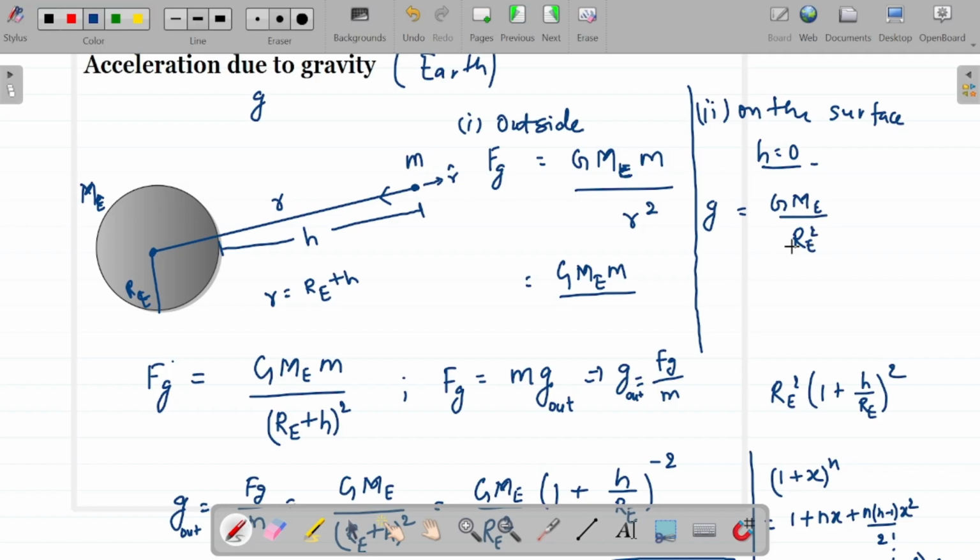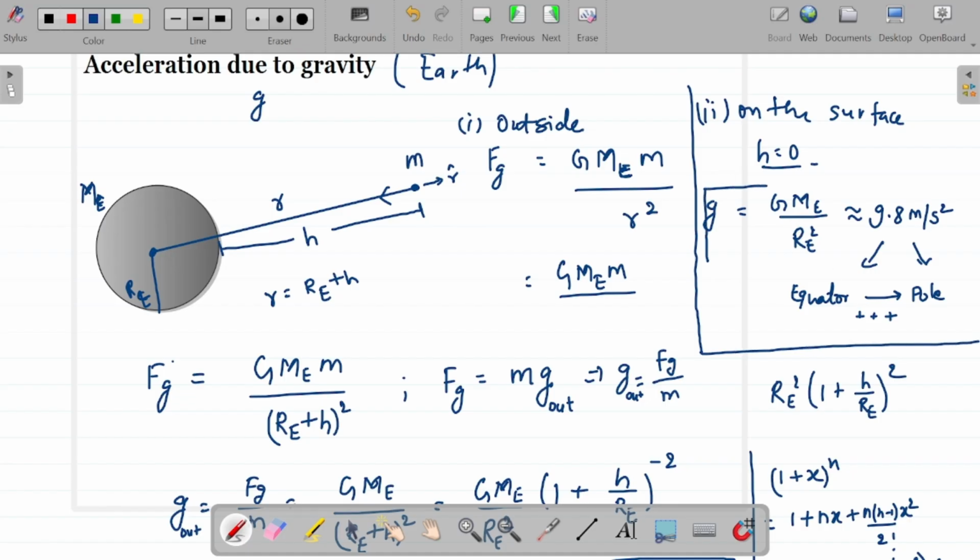And if you put all these values, you will get nearly 9.8 meter per second squared, and it is different at poles and at equator. If you are moving from equator to pole, its value will increase. So from equator to pole, this g will be increasing. Now we have a standard acceleration due to gravity of a body which is on the earth's surface itself.